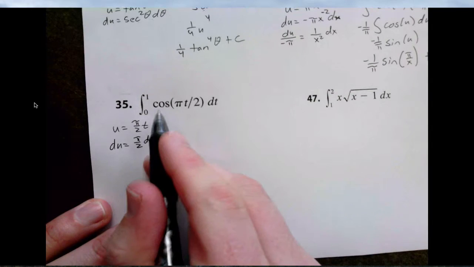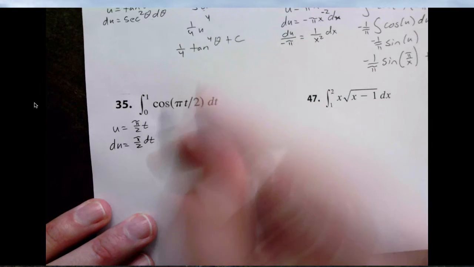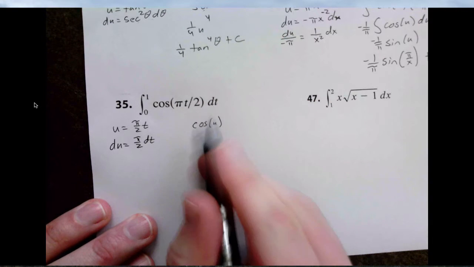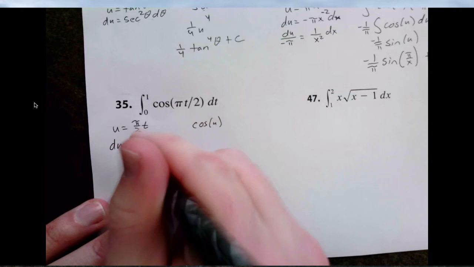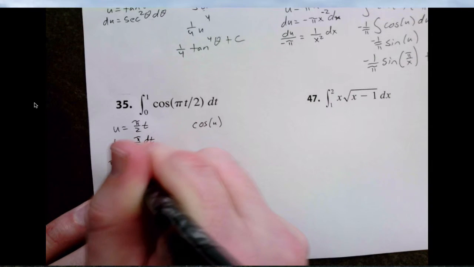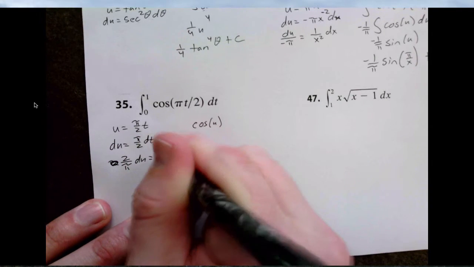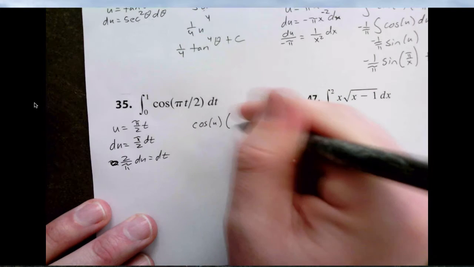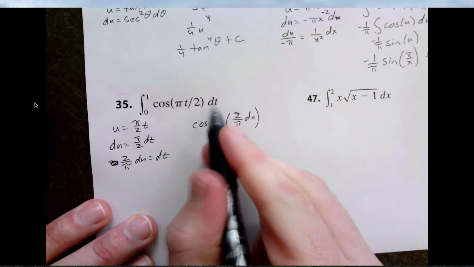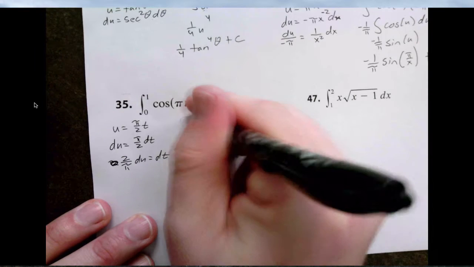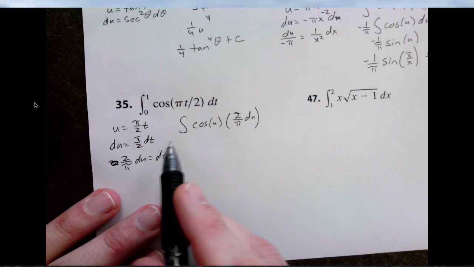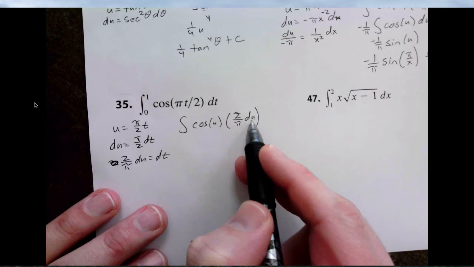Okay, and at this step, I'm trying to match things up. So right now I've got cosine of u, and the dt is going to be replacing something. So I need to get this pi over 2 out of here. So I will multiply by its reciprocal, which means that I'm going to have 2 over pi du equals dt. So here I have 2 over pi du replacing dt in my integral. Now I have to stop writing the limits of integration here because I need all of the terms to agree. So this is a u, this is a du, okay?